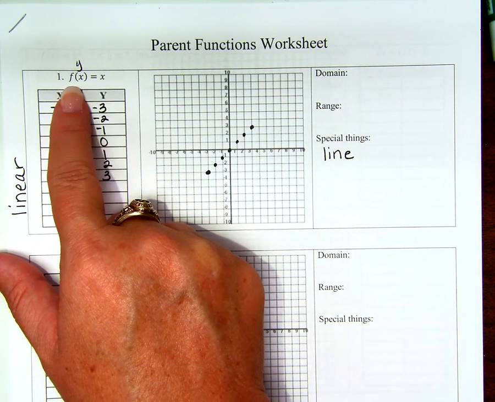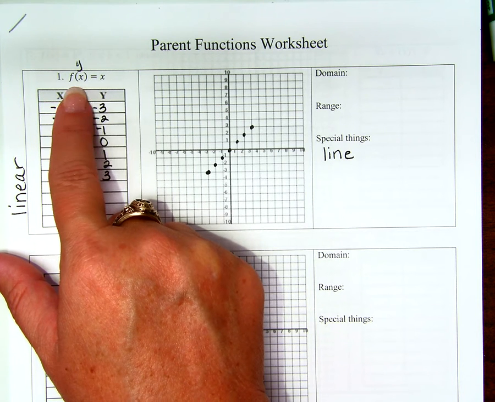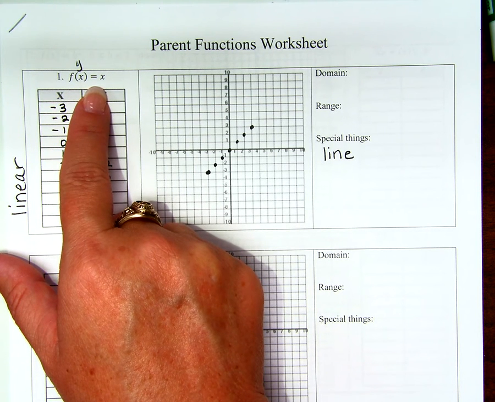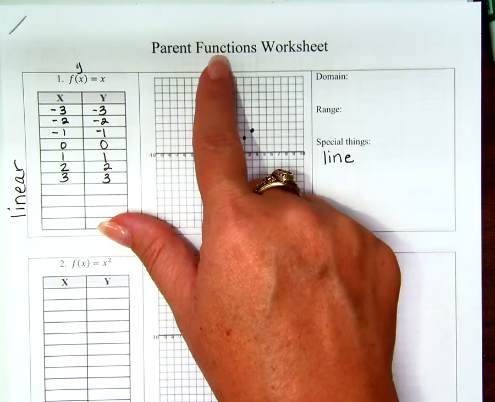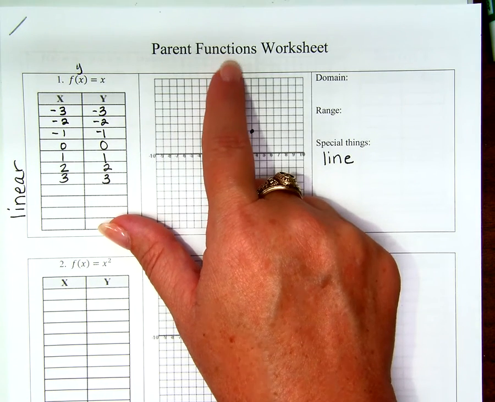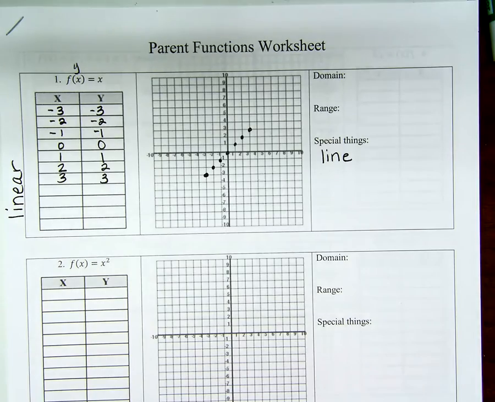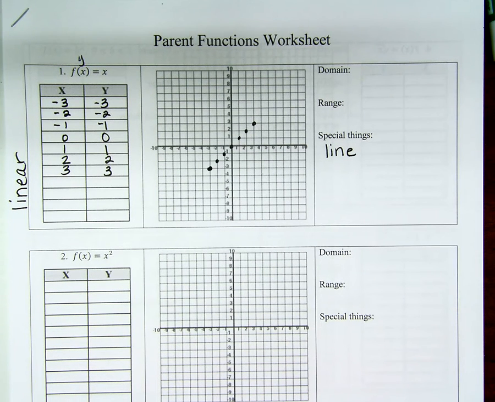Okay, look right here. How was this expression first given to you? F of x equals x, and what's that called? Linear. Or parent function. It's called a function, right? If it's given to you as a function, can you connect the dots? Yes. Okay? So let me show you the wrong way to connect the dots.